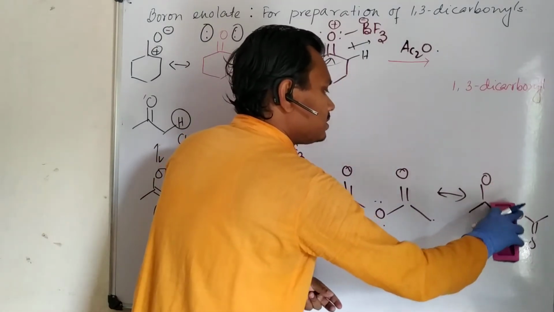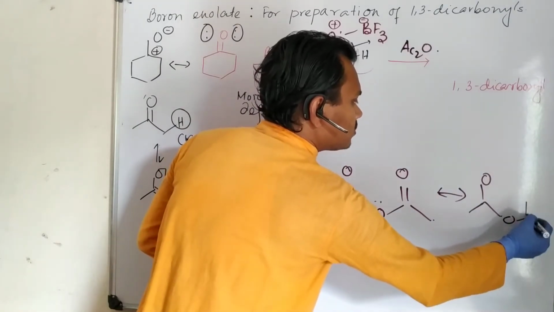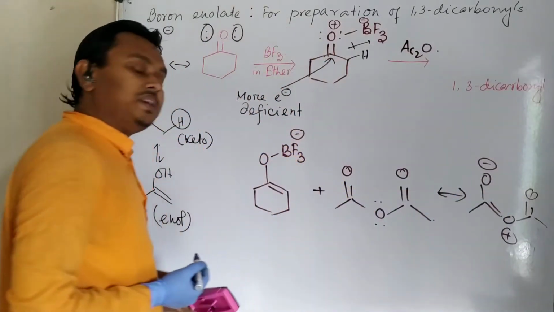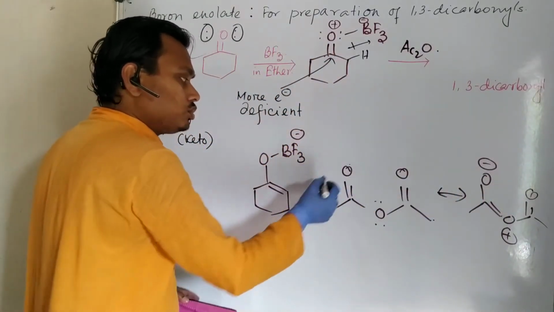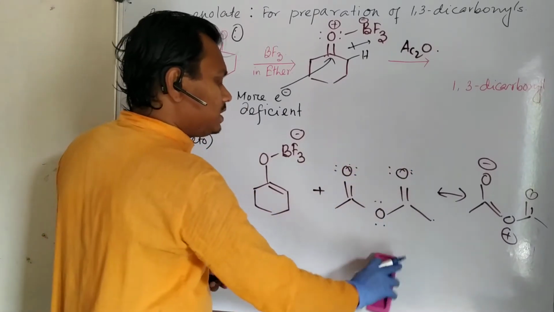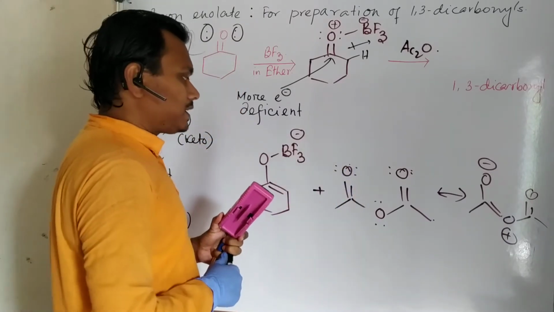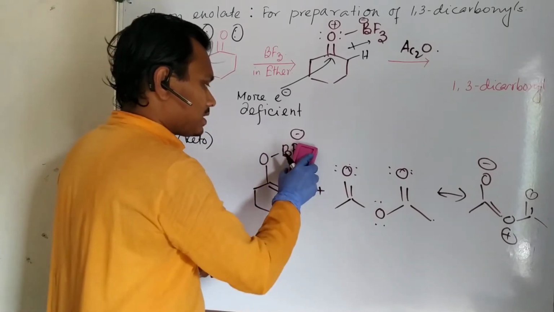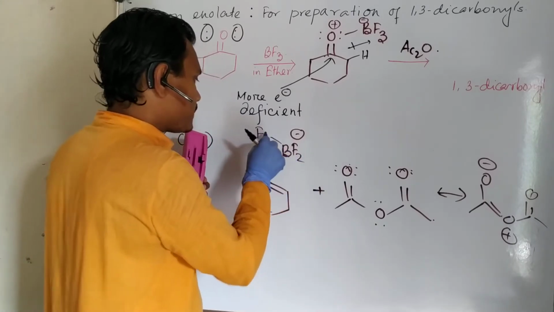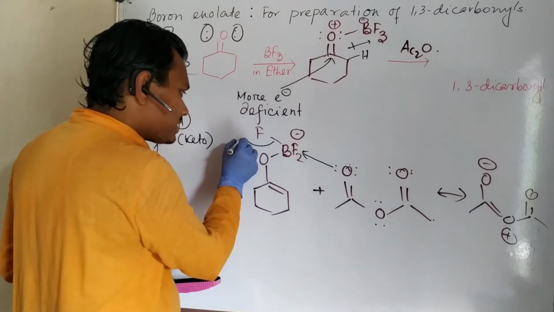So what happened after this? This is O, so there will be a positive charge on this. What it means is that this oxygen is more nucleophilic. Since both are equivalent, we will not consider the other part. So this oxygen is more nucleophilic, electron rich. Consequently, it can attack this boron center. We can write this reagent in this way, BF2F. Then this oxygen can donate its pair of electrons.